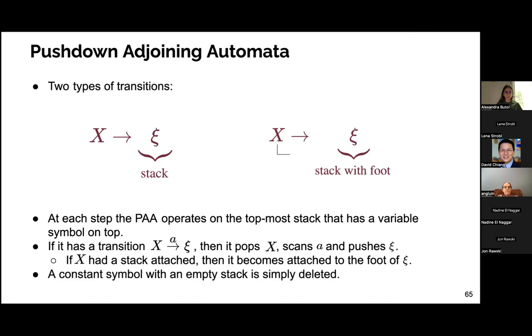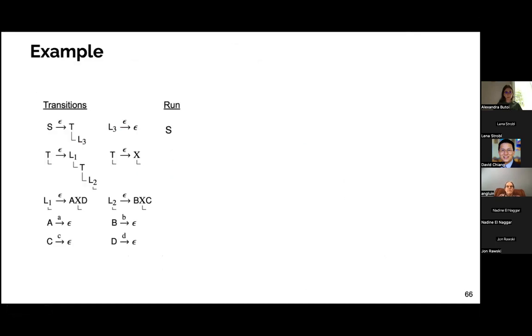But if there is a transition, X that scans A and pushes C, then we can pop X, scan A, and then push C. And if X had a stack attached, then the stack that was previously attached to X becomes attached to the foot of the new tree, which is C. And whenever a constant symbol has an empty stack, it can simply be deleted. And we'll go over one example.